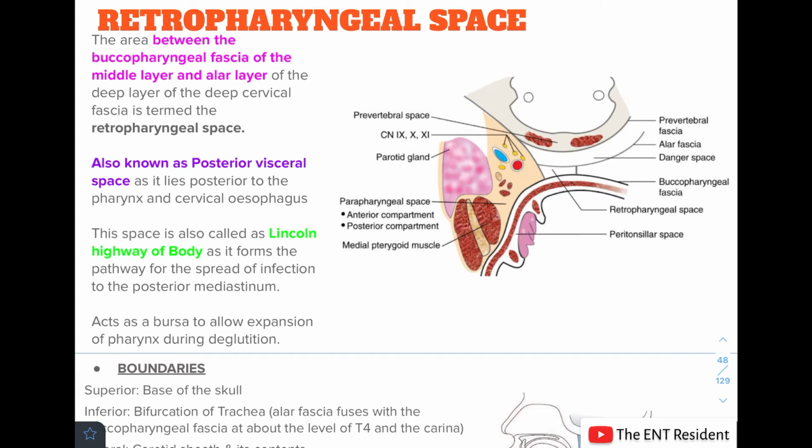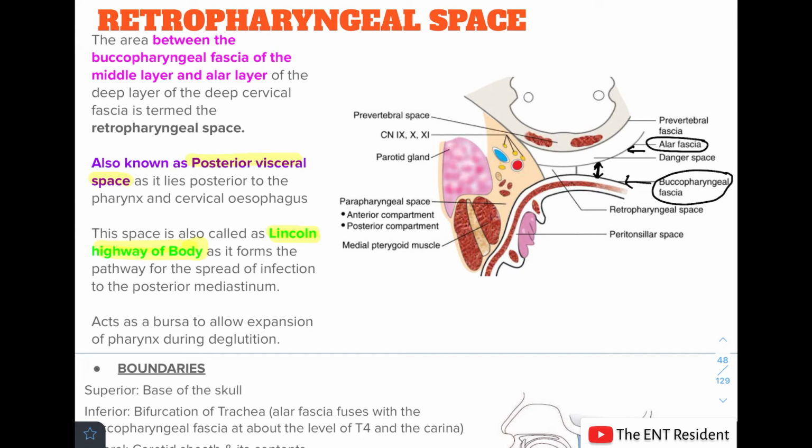So, if you see in the picture over here, this is the alar fascia, and this is the buccopharyngeal fascia over here. The space in between these two layers is what is known as the retropharyngeal space. This space is also known as the posterior visceral space because it lies posterior to the pharynx and the cervical esophagus. It is also called the Lincoln Highway of the body, as it forms the pathway for the spread of infection to the posterior mediastinum. So, remember this name, Lincoln Highway of the body.